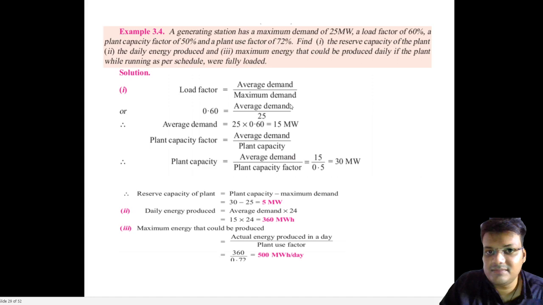After that, we will calculate the reserve capacity, either by that formula or from here. Simply, the reserve capacity of the plant is plant capacity minus maximum demand: 30 minus 25 is 5 megawatt. If you calculate by this formula, it will also give the same value. In some questions they directly give you the capacity factor and load factor, and you simply look at the graph, see the maximum demand, and write the answer by looking at the graph.